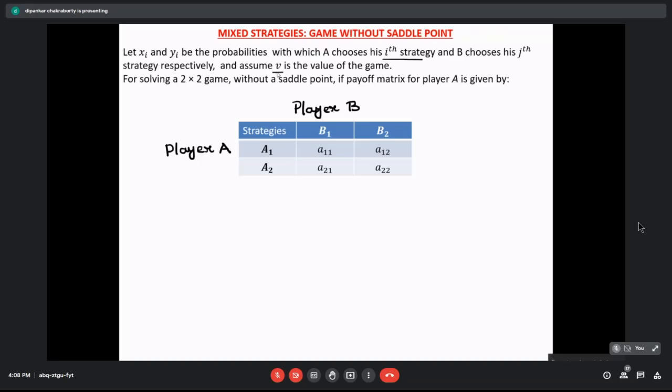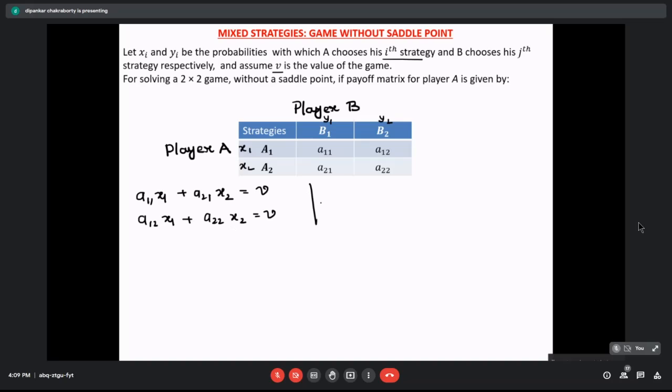Yes, sir. So now if player A plays his strategy with probability x1, x2, and player B plays his strategy with probability y1 and y2, then I can easily say that a11 x1 plus a21 x2 is equal to the value of the game. Similarly, a12 x1 plus a22 x2 is equal to the value of the game.